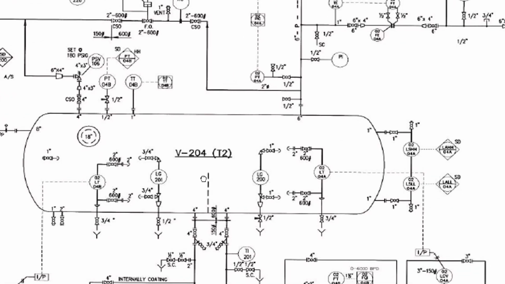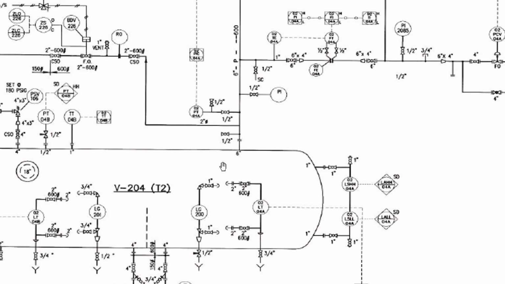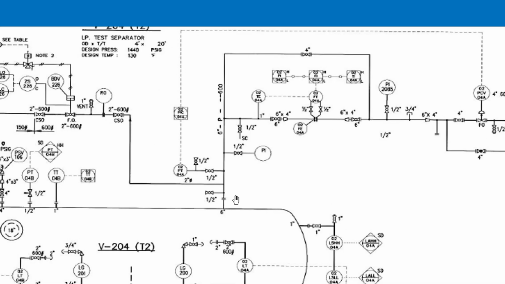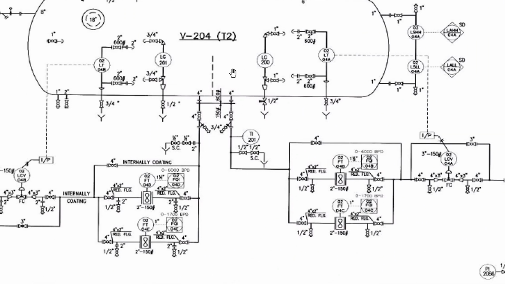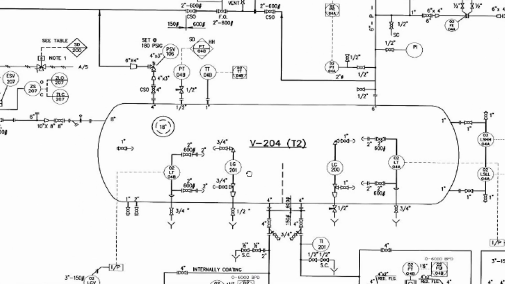Then the outlet gas line is at the top of the vessel. Both liquid lines are here: the oil outlet is on the right side after the vertical weir, and the water line is on the left of the vertical weir. We have discussed this, and if you didn't watch that video, I will add the link here in the description section and a pinned comment so you can watch it.